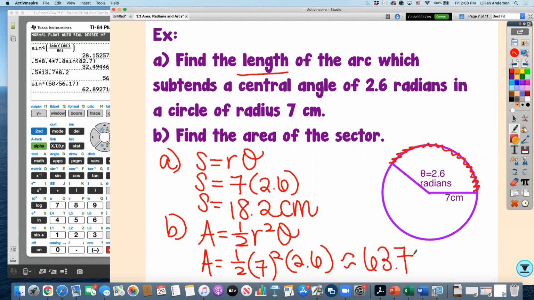Confirmation? And that's going to be centimeters squared. Make sure you don't forget about your units. Oh, it's exactly 63.7. It is. Now, of course, these are the easier problems, right? So let's take it up just a little bit.